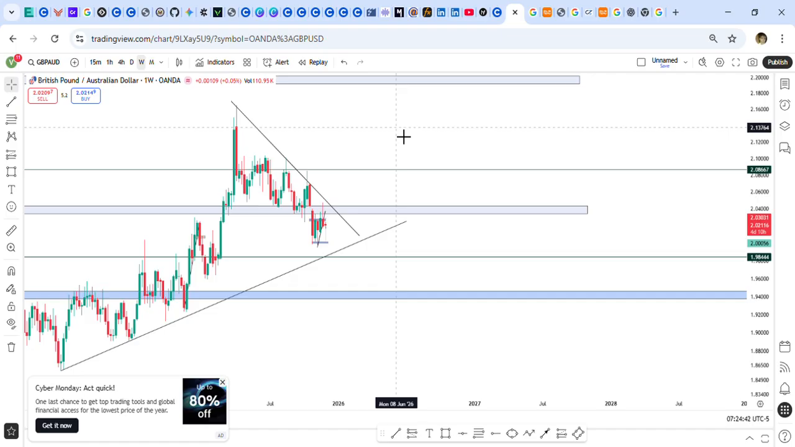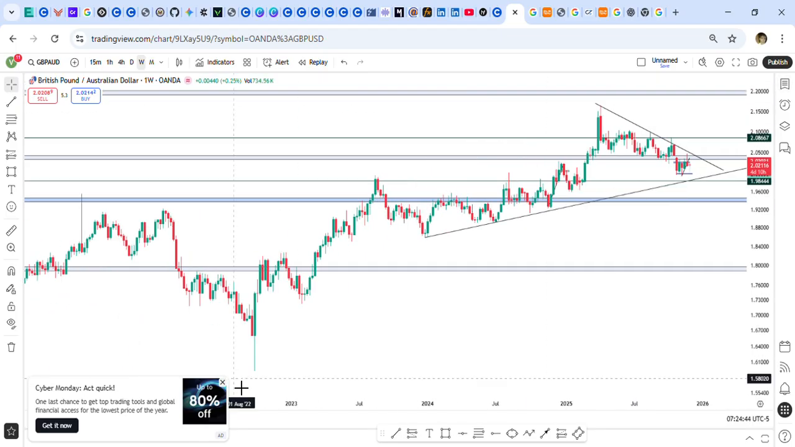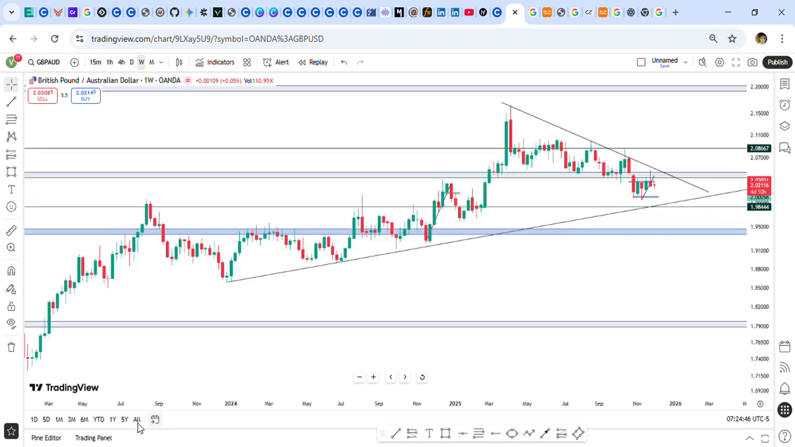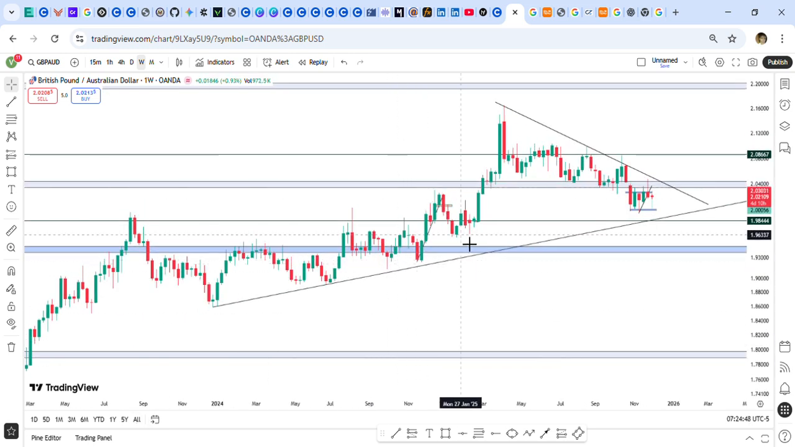So I've plotted my zones already. Market structure: higher high, higher low, higher high, higher low. Instead of making another higher low, higher high, it made a lower low, lower high, lower low, lower high. So the market is bearish, with a breakout of this support zone turned resistance.